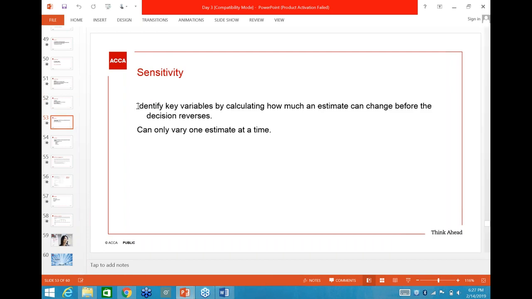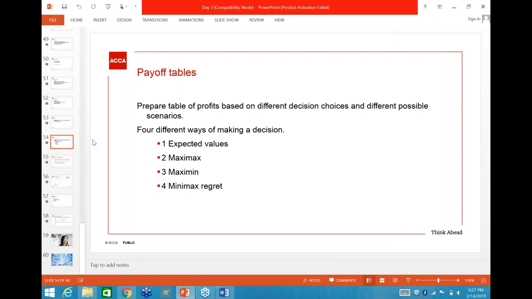Sensitivity analysis, like what I said before, is the lower version of scenario planning. It identifies key variables by calculating how much an estimate can change before the decision reverses, and can only vary one estimate at a time. Then we have payoff tables. Prepare a table of profits based on different decisions, choices, and different scenarios. So we have four types. Expected value, I just told you. We have maximin, maximax, and minimax regret.